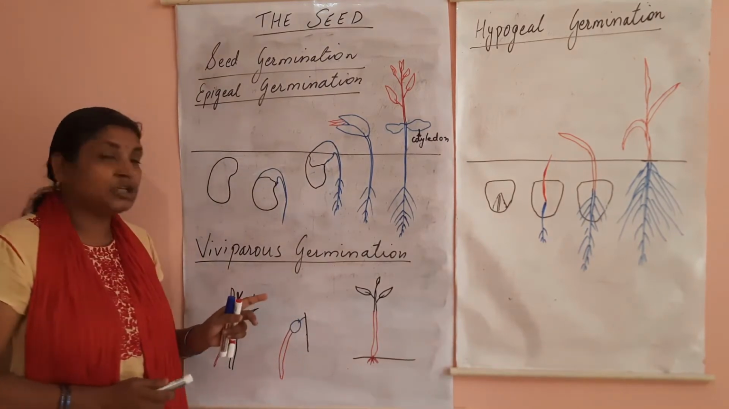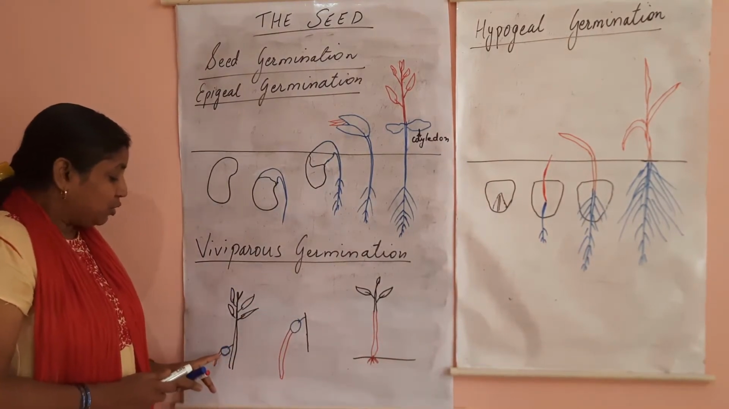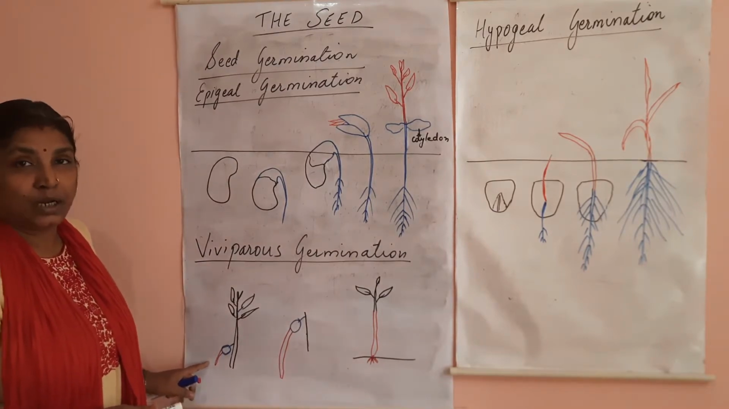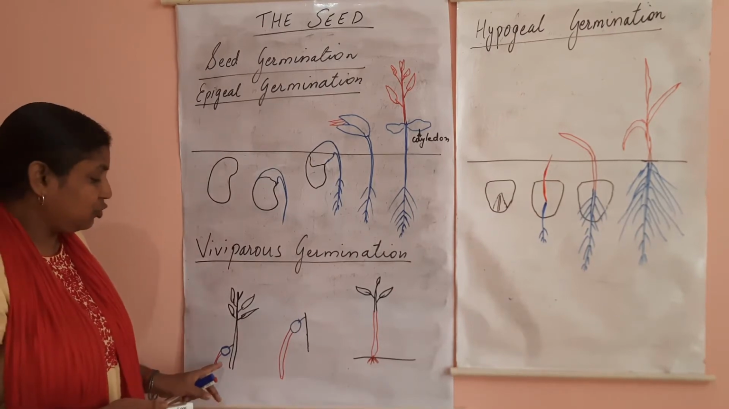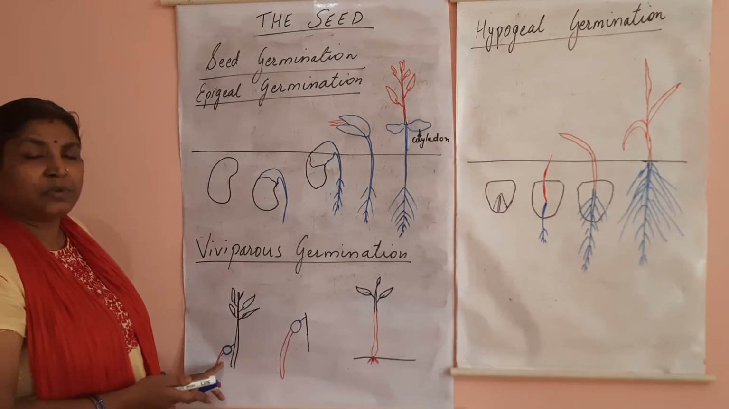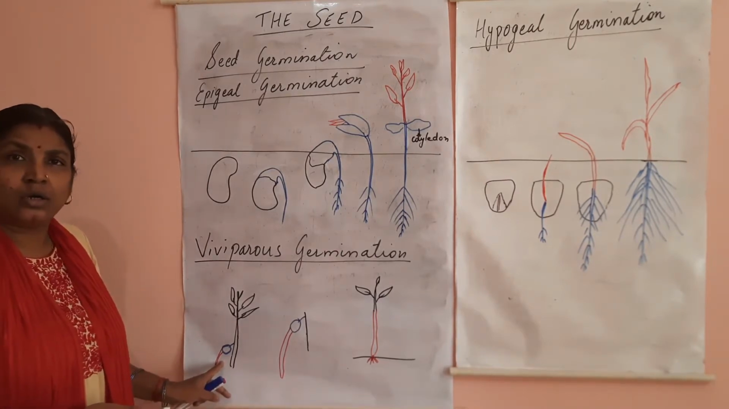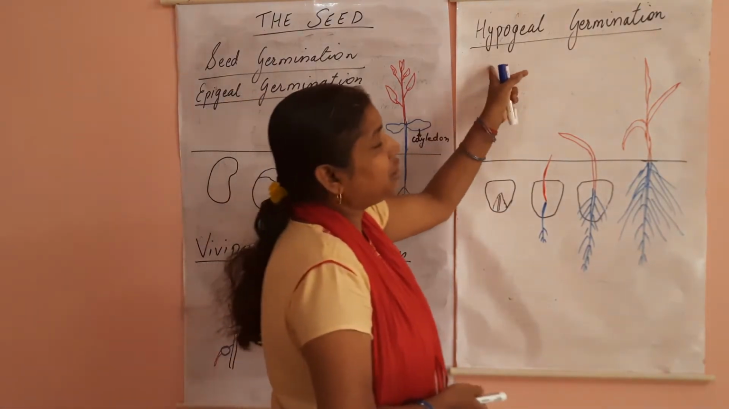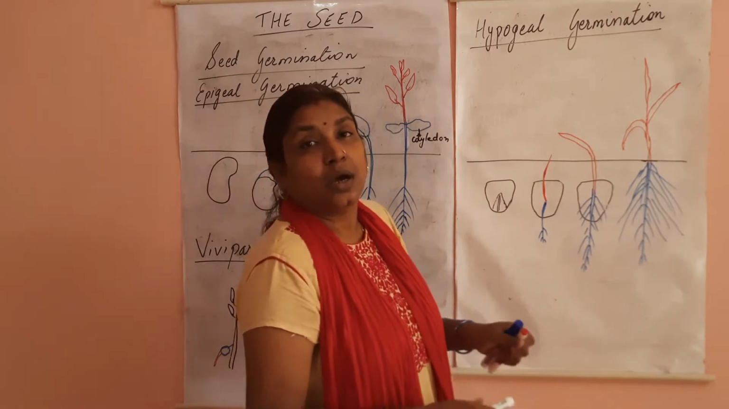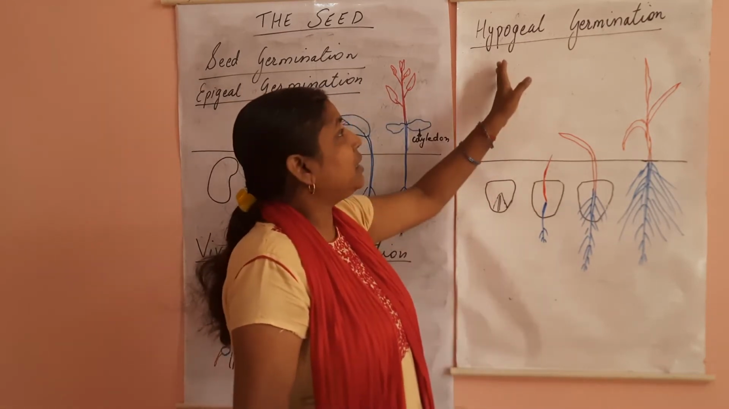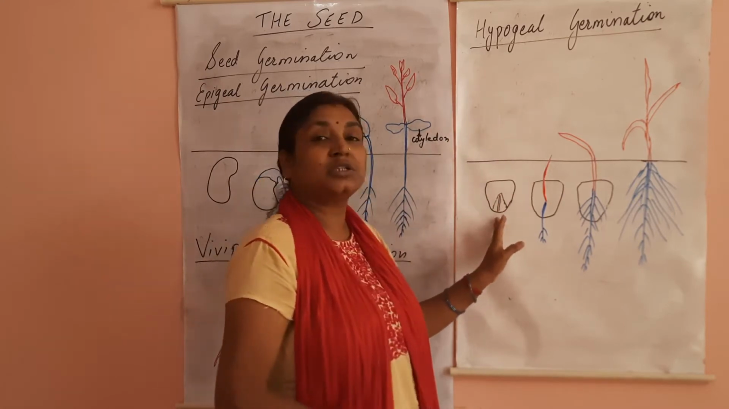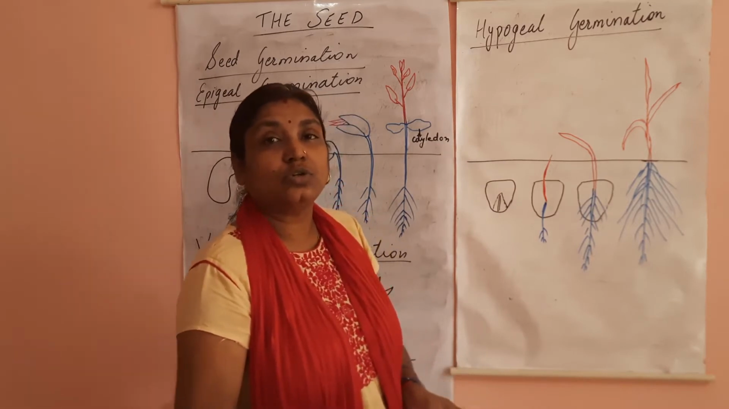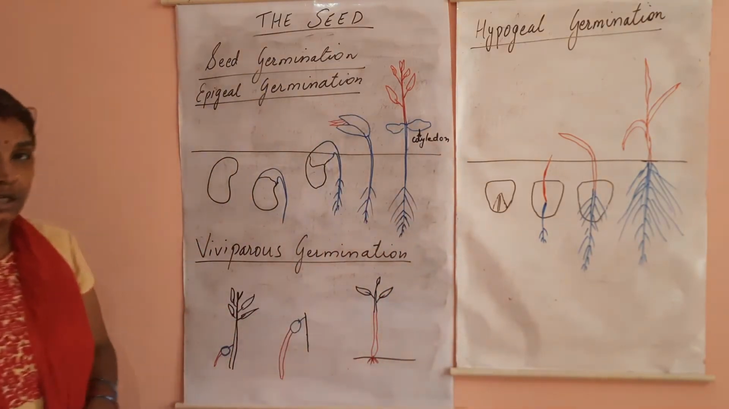In viviparous germination, what happens? The fruit, when it is still attached to the plants, gives rise to new plant. Means on the parent plant itself, new baby plant or new seedling or new small plant arises. Coming to hypogeal germination, hypo means submerged, suppressed, under, inferior. So in hypogeal germination, what happens? The seed remains inside the soil, do not come out of the soil. So now let's do each type of germination in detail.